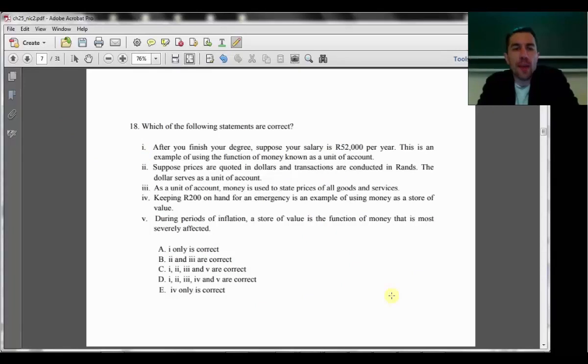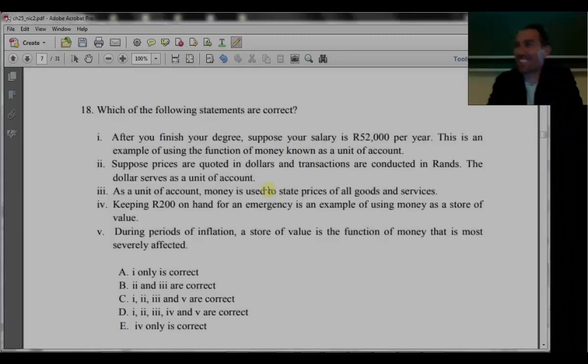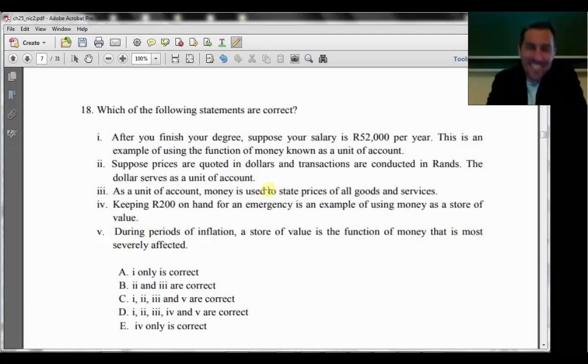So as a recap, we can begin by doing this question. Let me make it a bit bigger for you. Okay, number one. After you finish your degree, suppose your salary is $52,000 per year. This is an example of using the function of money known as the unit of account. Is that a unit of account? Who says yes, hands up? Who says no, hands up? Who has no idea, hands up?